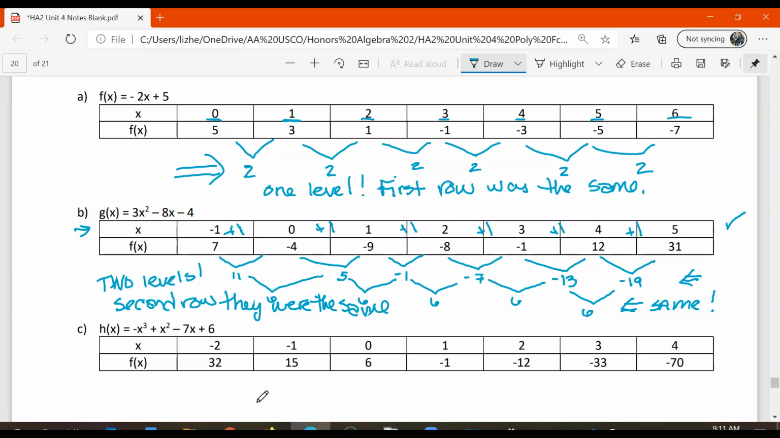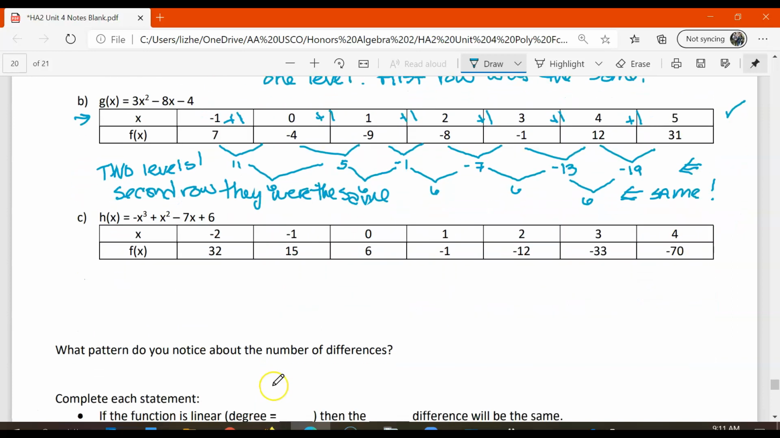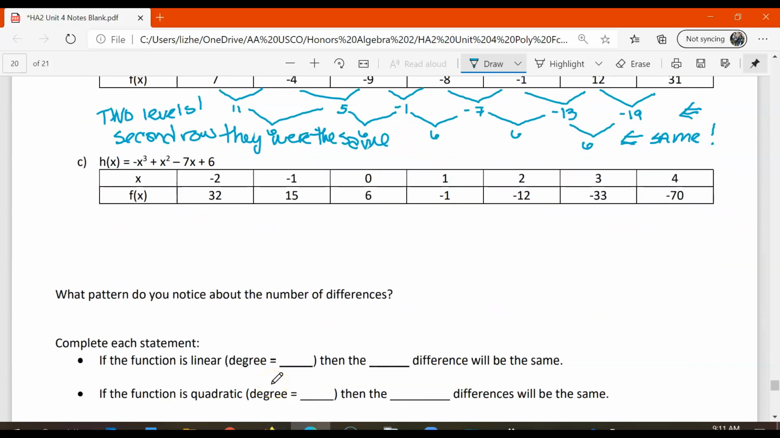All right, one more here. Again, make sure all your x values are increasing by the same amount. So each time we're increasing by 1. So it's consistent, so therefore we can do this.